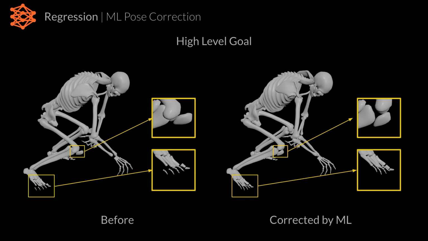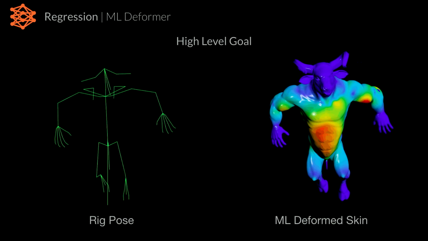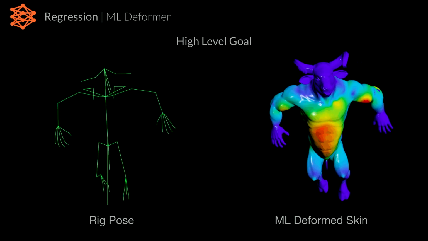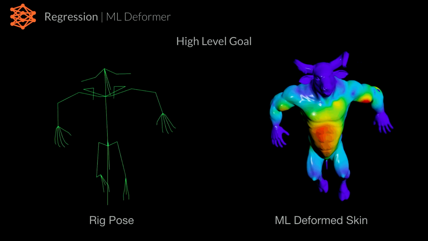So in this particular use case, how would we model the labeled examples? The labeled examples could consist of an input that is a set of driver joints and an output that is a set of driven joints. So we have certain driven joints that depend on driver joints, and we create combinations to train a pose correction. Another example is the ML deformer we've had in previous versions of Houdini. And here we map a rig pose to a deformed skin. And the deformed skin is not bone deformed, it is deformed by a tissue simulation.